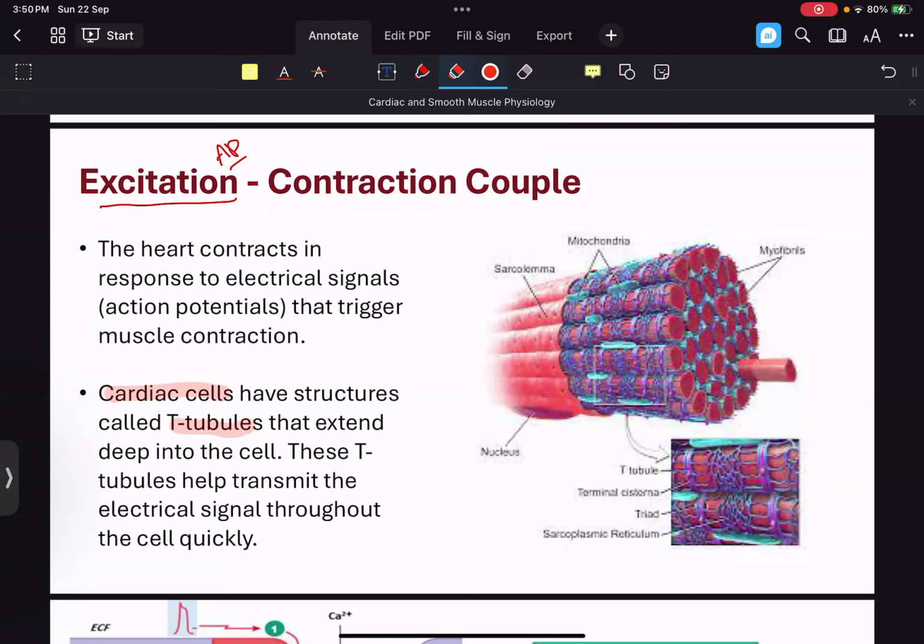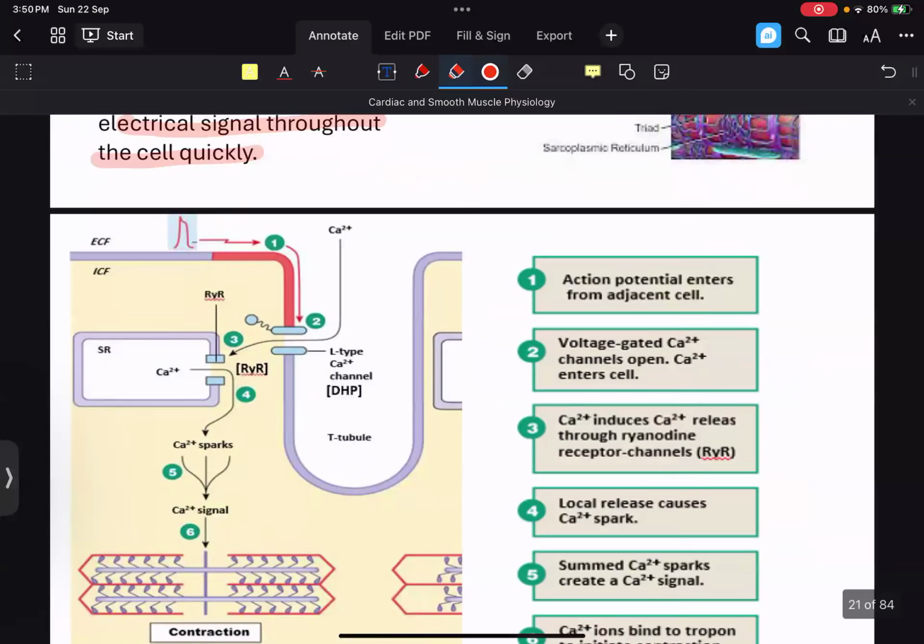Cardiac cells have a special structure called T-tubule. And what does this T-tubule do? It ensures that the action potential spreads across the cell very quickly, okay? So one more time, T-tubules transmit the electric signal very quickly. So let's take a look.